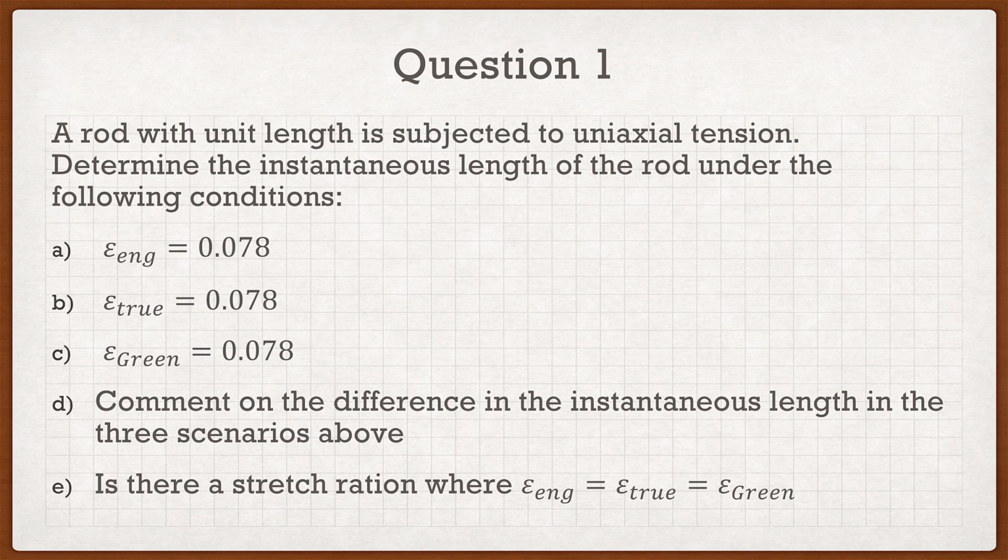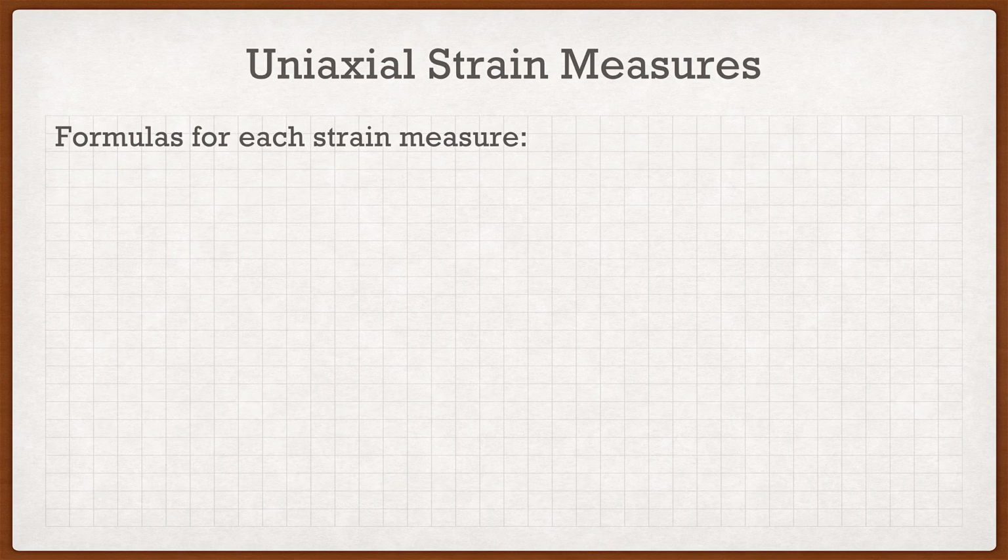And part E says, is there a stretch ratio, and I don't know why it says stretch ratio on. That's obviously a big mistake. Where the engineering strain, the true strain, and the Green strain are all the exact same. And I'll kind of spoil it now. Yes, there is, and we'll discuss that a little bit in the next slide. So I only have one slide for this question because it's that easy.